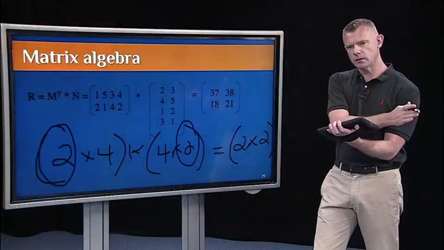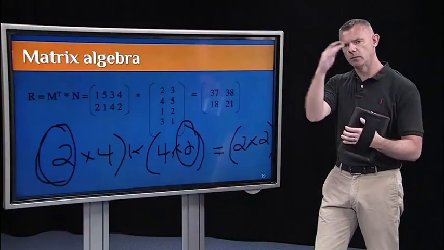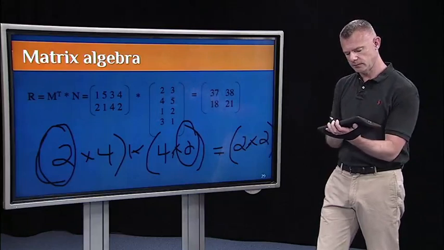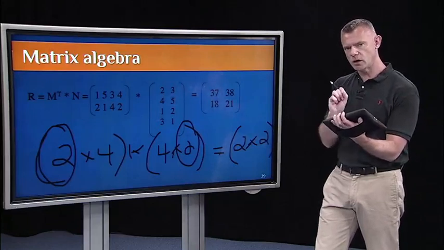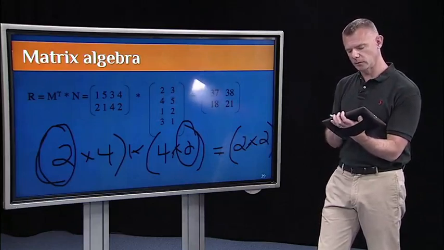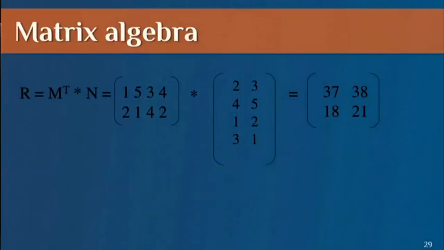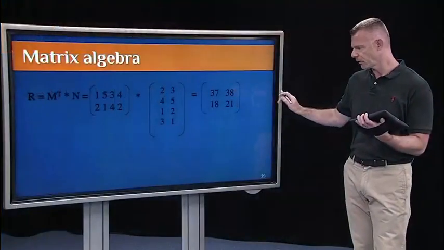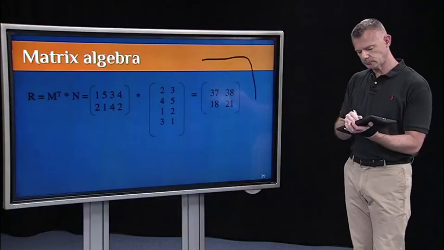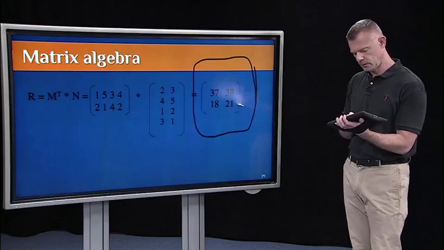So number of rows in the first matrix and the number of columns in the second matrix. That's an easy way to start learning how to do matrix multiplication, is think about what the product is going to look like. So if I'm multiplying a 2 by 4 times a 4 by 2, then I know I'm going to wind up with a product matrix that's a 2 by 2. And this is the product out here.